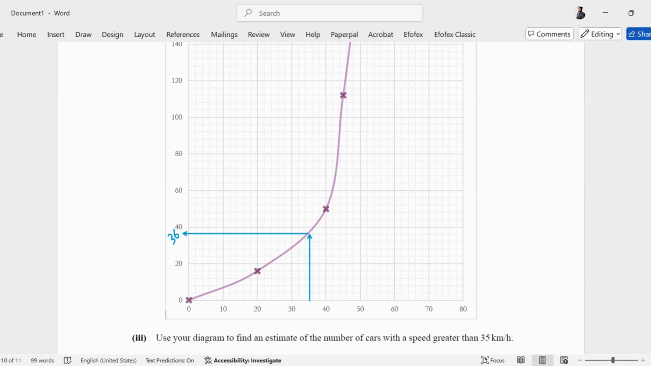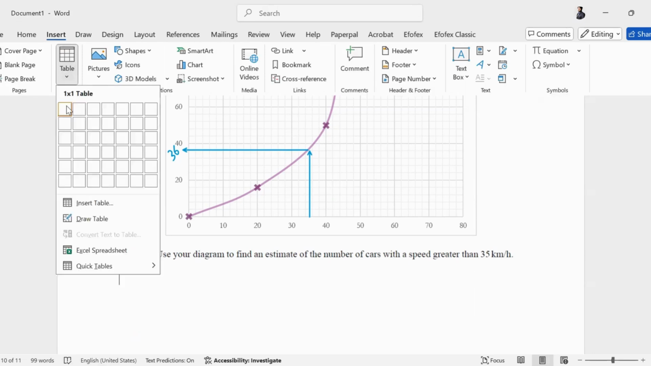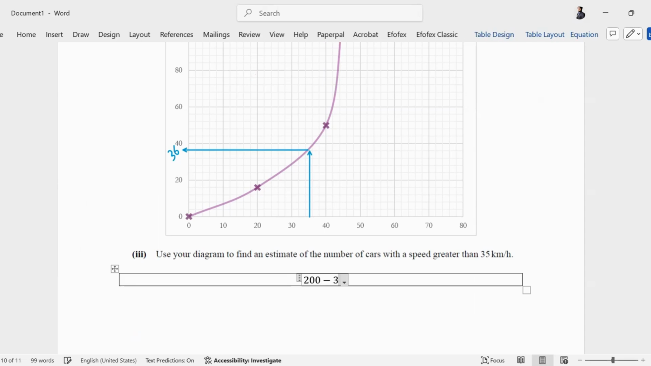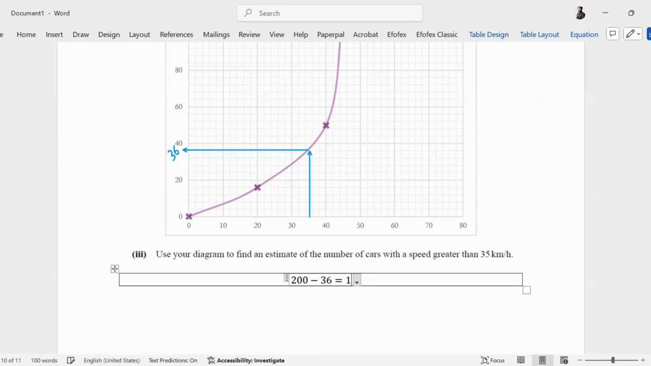I know the total cars are 200. So speed greater than 35, 200 minus 36, which is 164. Obviously, your values can vary a little, but this is how you will do it.